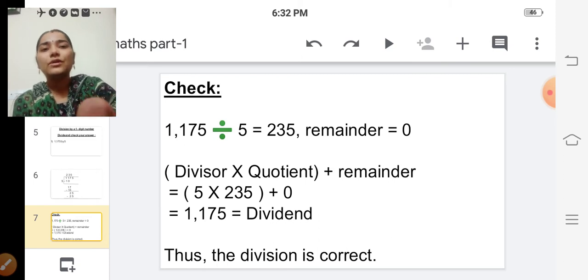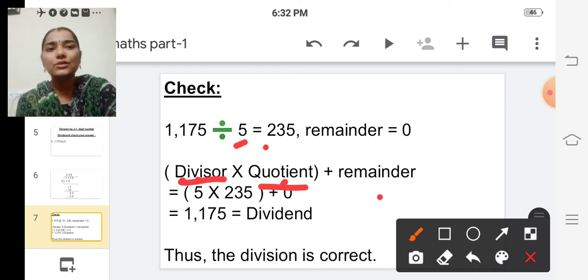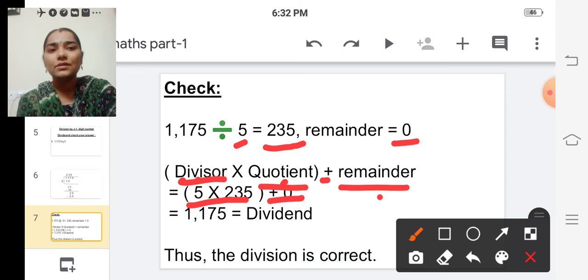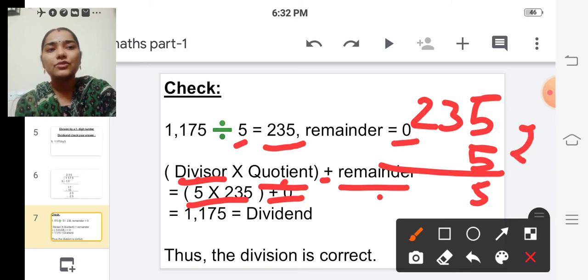So here, divisor into quotient plus remainder. The divisor is 5, the quotient is 235, so 5 into 235 plus remainder, which is 0, isn't it? So we are going to multiply 235 into 5. 5 5s are 25, remaining 2, and 5 3s are 15. 15 plus 2 is 17, remainder 1, and 5 2s are 10. 10 plus 1 is 11.